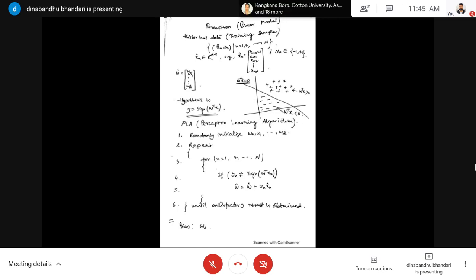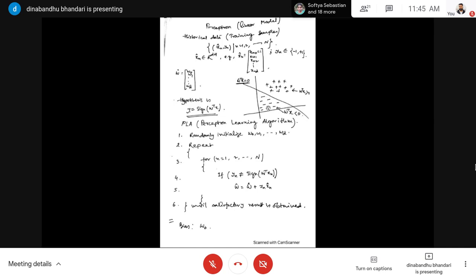It is not necessarily that you must introduce x0. You can keep it separate. In some cases, SVM will keep it separate. But in this case, just to represent this line in an easier form, W transpose X, we are introducing the 0th part, xn0, whose value is 1. That is for the mathematical representation. So W0x0 plus W1x1 plus W2x2.